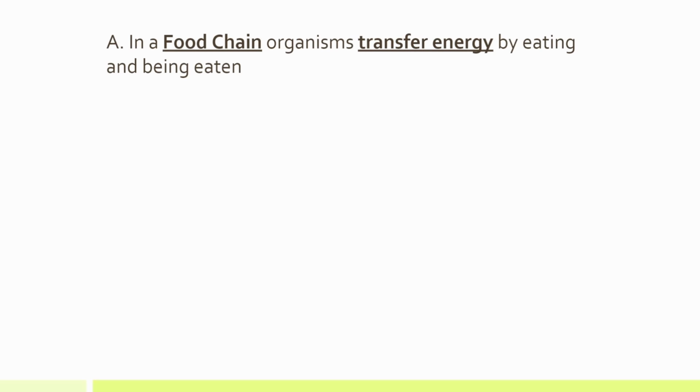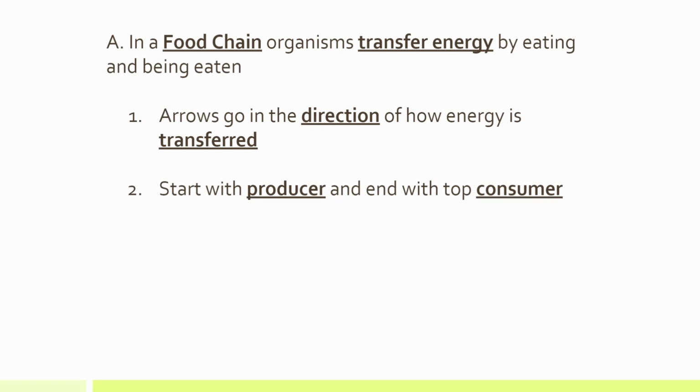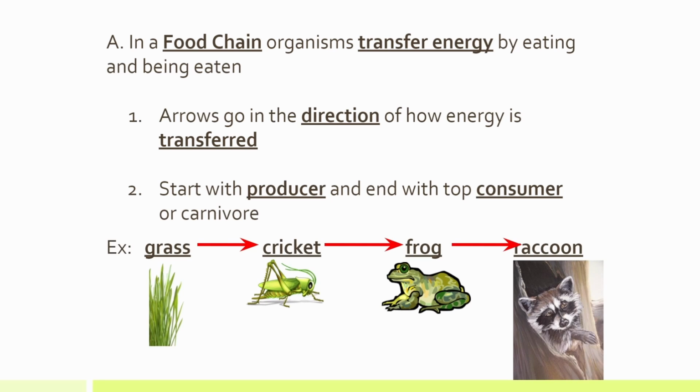So next we're going to be looking at food chains and how food chains show how organisms transfer energy by eating and being eaten. Notice that the arrows go in the direction of how energy is transferred. And we're going to start with the producer, and at the end of the food chain, we'll be at the top consumer, or carnivore. So look, here we're starting with grass.